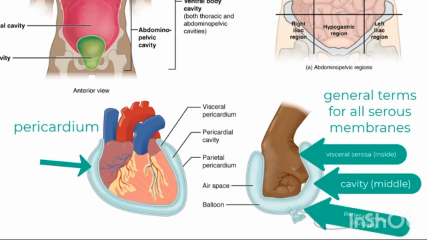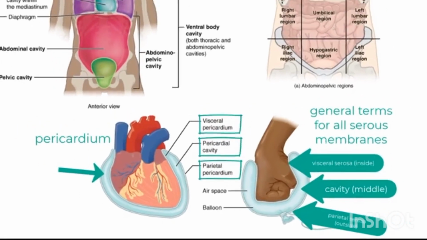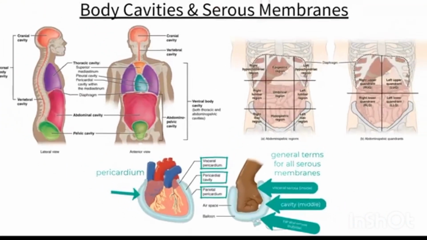Apply these terms to the serous membrane around the heart, and you get the visceral pericardium, the pericardial cavity, and the parietal pericardium. Reviewing, understanding, and practicing all of these terms is important for your overall understanding of anatomy and physiology.